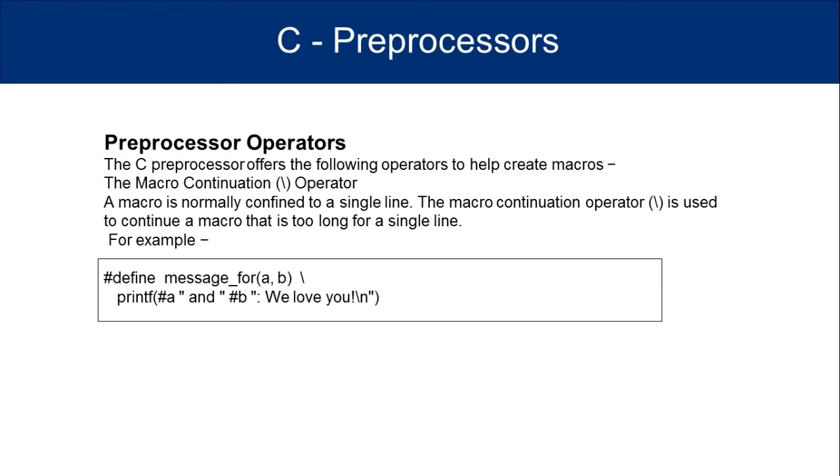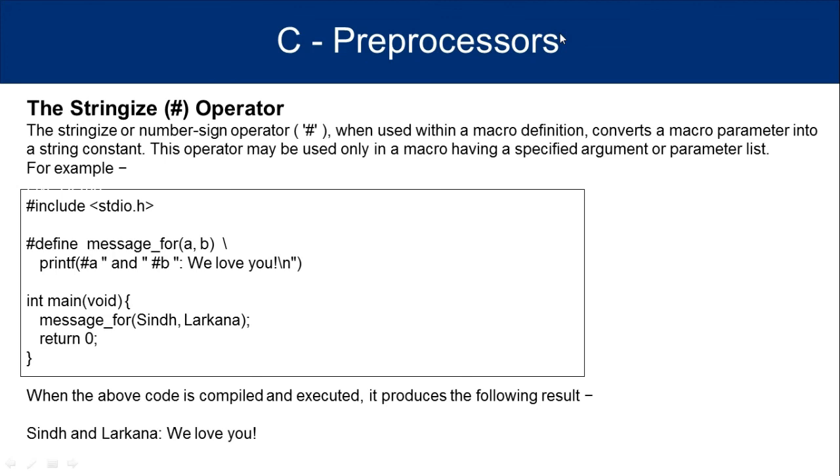The macro continuation operator. A macro is normally confined to a single line. The macro continuation operator is used to continue a macro that is too long for a single line. For example, the stringize operator. The stringize or number sign operator, when used within a macro definition, converts a macro parameter into a string constant. This operator may be used only in a macro having a specified argument or parameter list. For example, when the above code is compiled and executed, it produces the following result: Send Larkana, we love you.